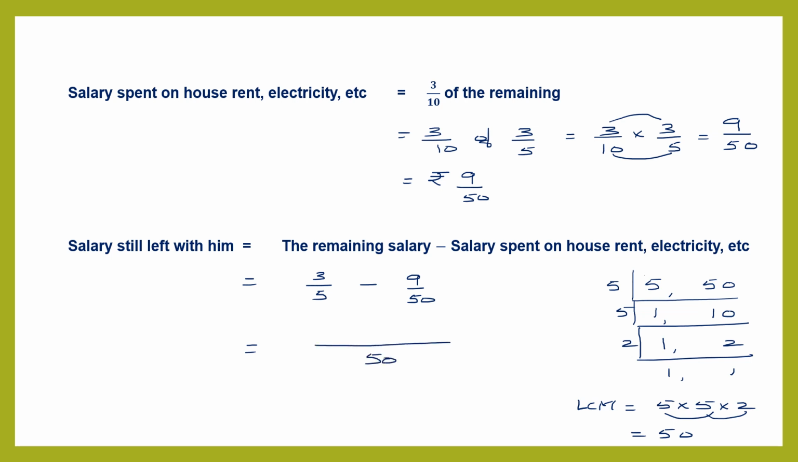So let's continue with that. 5 into 10 is 50. So multiply 3 into 10. 3 tens are 30 minus, here 50 into 1 is 50. So 9 into 1 is 9. So 30 minus 9 is 21. 21/50. So the salary that is still left with him is rupees 21/50.